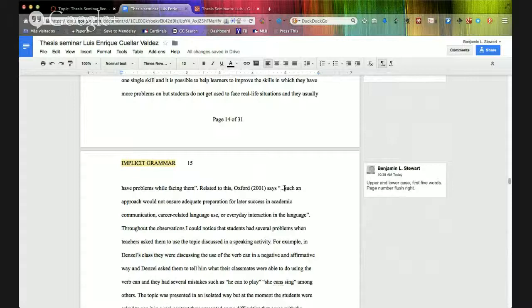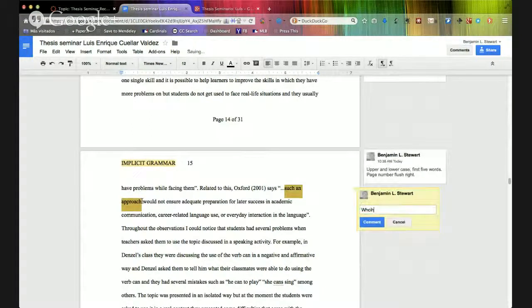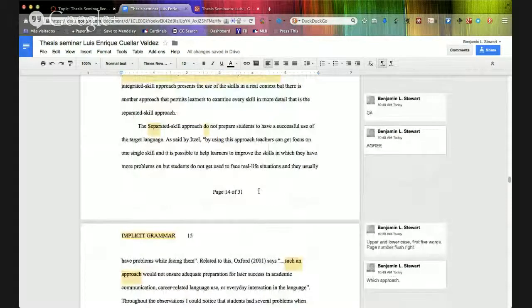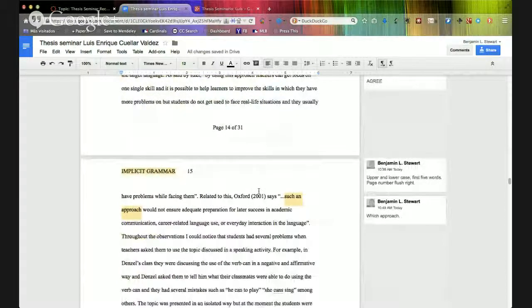Now here, such an approach, which approach? Sí, sí lo puedo poner entre paréntesis. The Oxford text says that the separated approach, quote, would not. Ah, ok, ok.